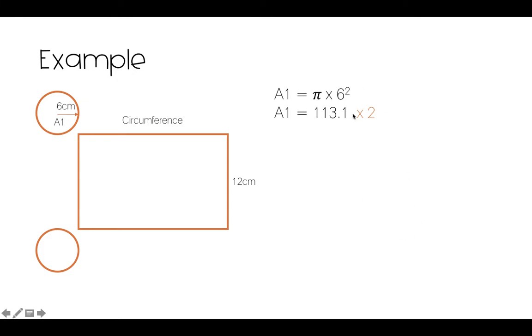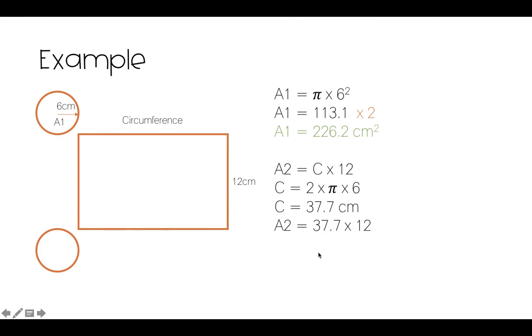And then we're going to times it by 2 because there's two of the circles, which gives us 226.2 centimeters squared. A2 is going to be the circumference times 12. So first let's find the circumference. The circumference of a circle is 2 pi r. So 2 times pi times 6, which gives us 37.7.